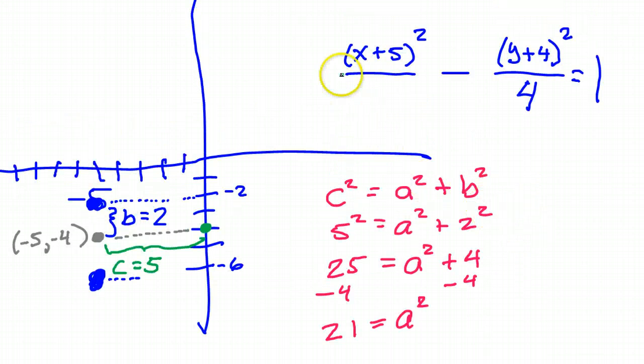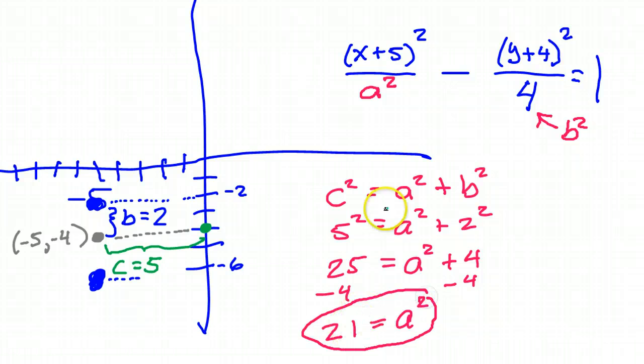Because, remember, in the formula, these things in the denominator are squared. We need a squared, and this is b squared. Both of these things are squared. So when we find a squared and we're making an equation, we're done. We want a squared, not a. Oh, okay. So we can just go ahead and put our 21, and that is it. That's all there is. We're done.